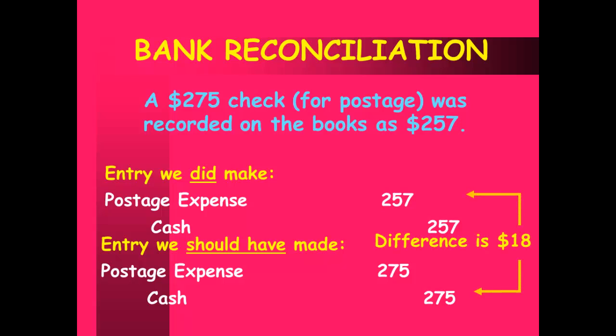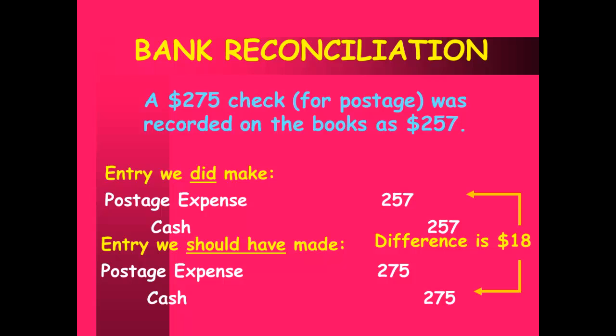The books are wrong. We have to decide, are we going to add or subtract? What do you think? Add or subtract the $18? I'm going to go for the subtract. Why is that? We really right now don't care about the postage expense account, do we? What we care about is the cash account. I credited cash for $257. I should have credited cash for $275. Crediting cash does what? Makes it go down.